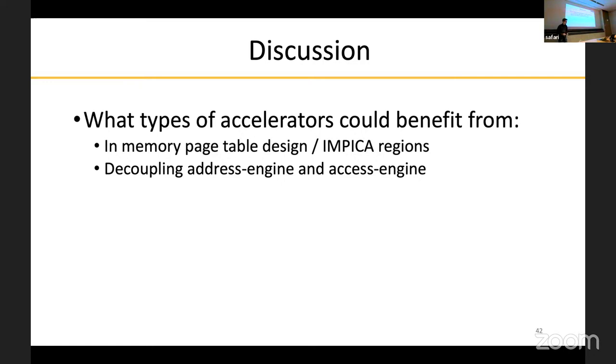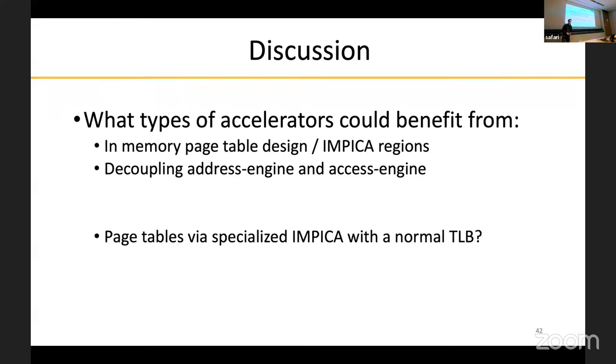I had one idea myself, which would be a page table, maybe via a specialized Impica, because the page table performs pointer chasing operations, which could be sped up with an accelerator because it's very memory intensive. And if we had a specialized version, it would maybe be beneficial, even though the pointer chasing operations are usually no longer than 6 chasings. You don't have to chase more. And maybe even with a TLB, it would result in a huge speed up.